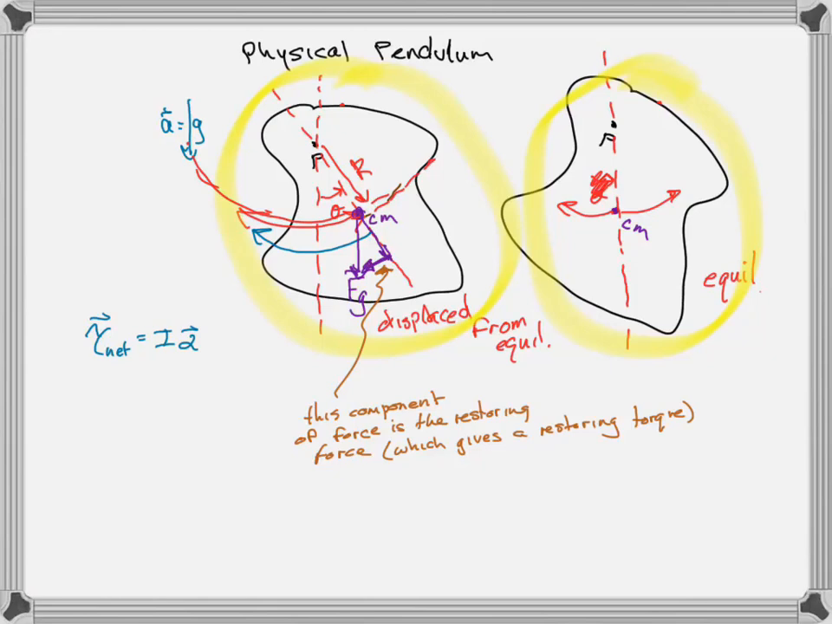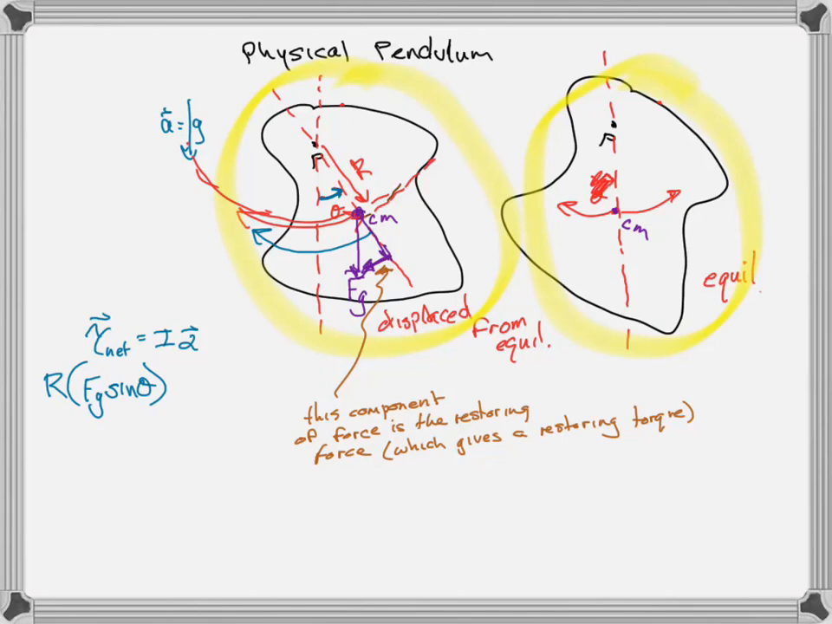That force is the component of Fg. Remember, the angle theta is in here. This is the angle theta. So that component of force is Fg sine theta. Now that's the force, and so the torque is R times Fg sine theta. And that is in the opposite direction of theta. Theta is our positive direction.